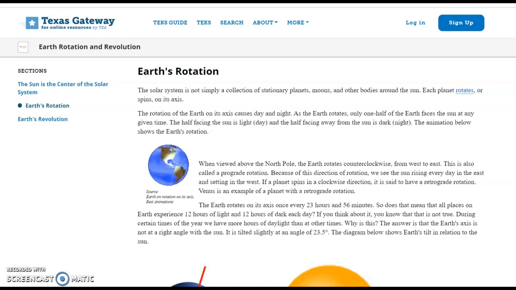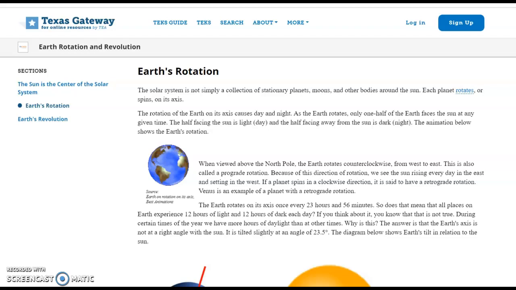As the Earth rotates, only one half of the Earth faces the sun at any given time. The half facing the sun is light or day, and the half facing away from the sun is dark or night. The animation below shows the Earth's rotation. When viewed above the North Pole, the Earth rotates counterclockwise from west to east. This is also called a prograde rotation.